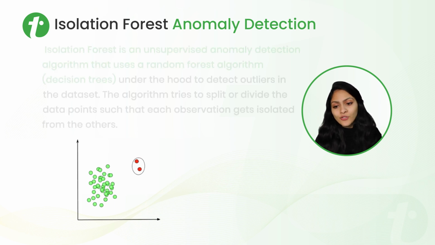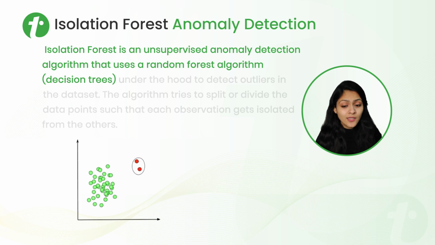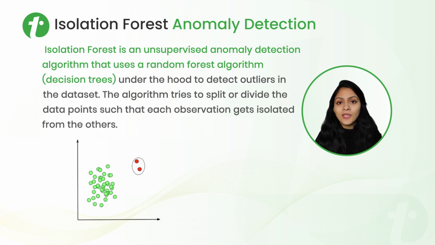The first one is isolation forest anomaly detection. Isolation forest is an unsupervised anomaly detection algorithm that uses a random forest algorithm, decision trees, under the hood to detect outliers in the dataset. The algorithm tries to split or divide the data points such that each observation gets isolated from the others. So basically, isolation forest is based on decision trees. We have learned about decision trees in one of our previous videos also, so you can refer to that video.